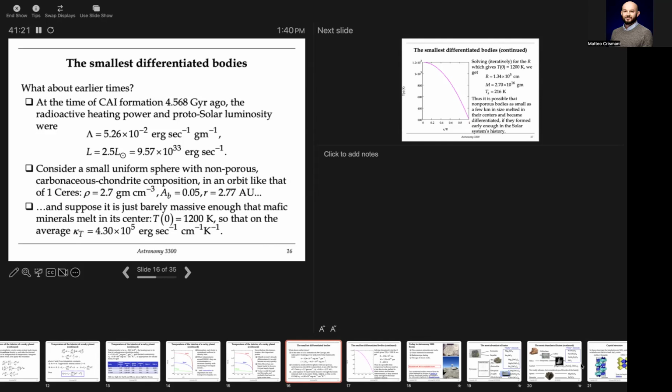And if you think about a small uniform sphere, you can't think about anything that has holes in it, because that's not how we did our diffusion. We assumed everything was in contact, and similar within each sphere. You can look at an object like Ceres. So Ceres is the biggest asteroid in the asteroid belt.